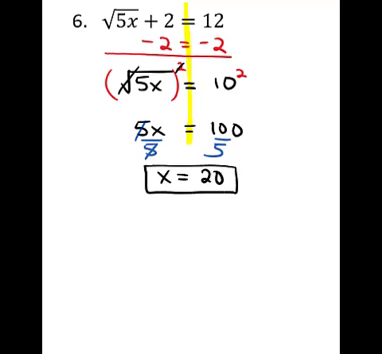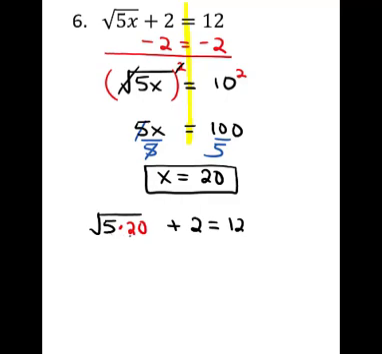For radical equations, you do have to check your solutions because sometimes we end up with extraneous solutions, which are like false answers. Even though you do everything correctly, sometimes the answer is not going to work, and it's called an extraneous solution. So I'm going to multiply 5 times what my answer was, which was 20. Add 2, and it's supposed to equal 12.